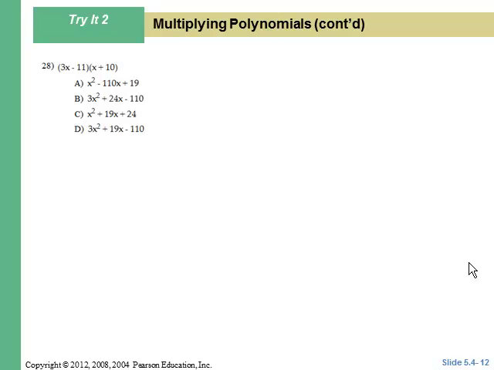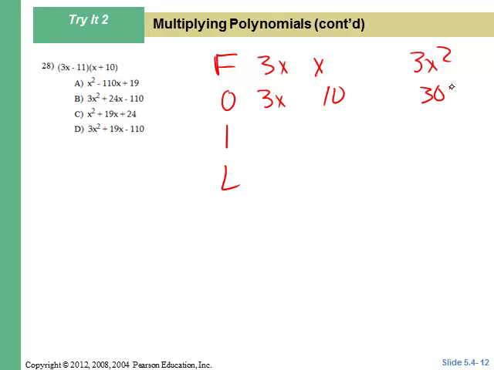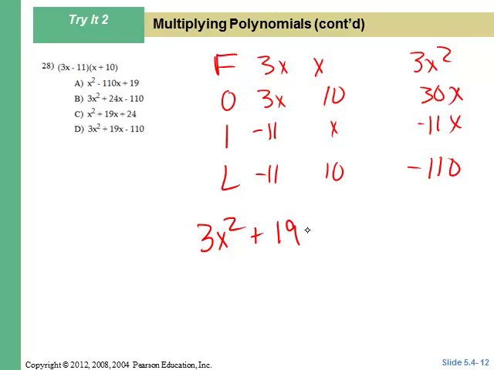You do this one. First, outside, inside, last. 3x times x is 3x squared. 3x times 10 is 30x. Negative 11 times x is negative 11x. And negative 11 times 10 is negative 110. 3x squared plus 19x minus 110.